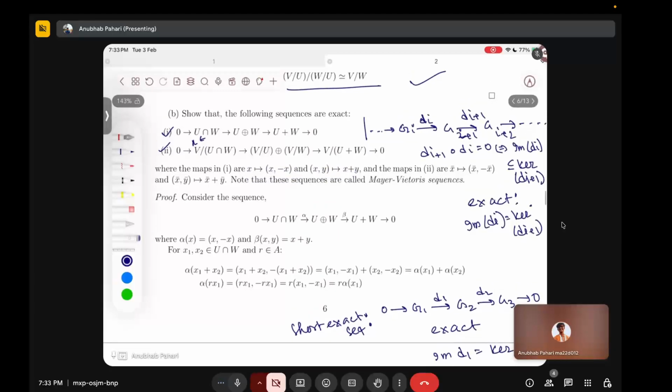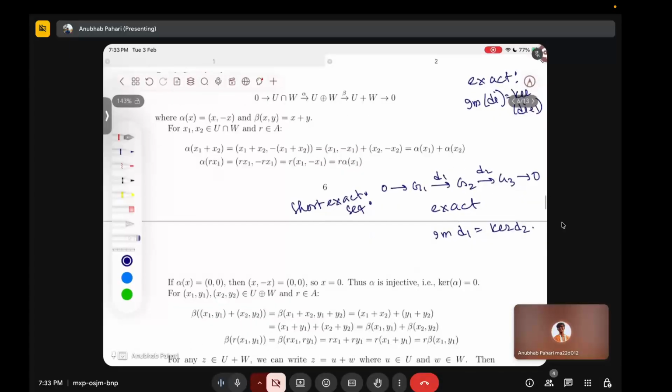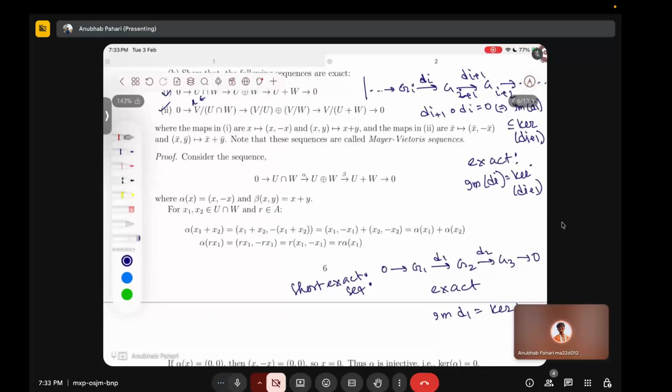Okay, so first we are naming these maps, alpha and beta. So alpha(x) equals (x, -x), and beta(x, y) equals x plus y. First we will show that these are module homomorphisms. Therefore alpha(x1 plus x2) should be alpha(x1) plus alpha(x2), which is straightforward to prove. From this to this happens, and therefore it is true. And for beta also this is fairly straightforward.